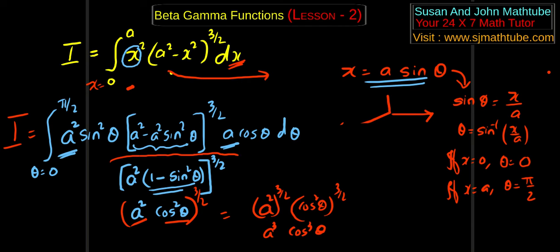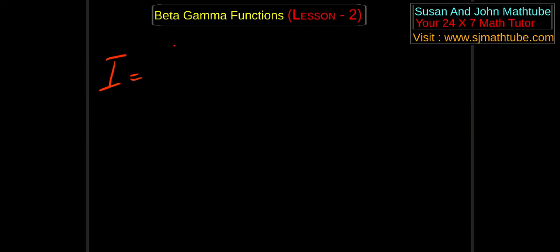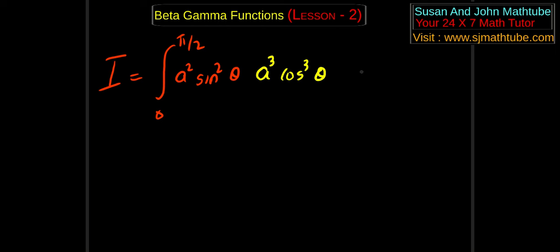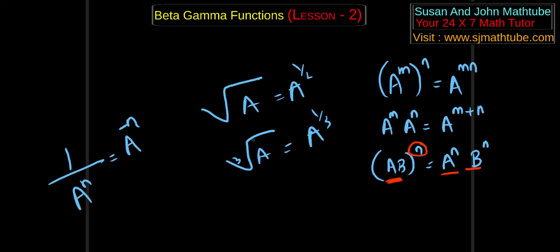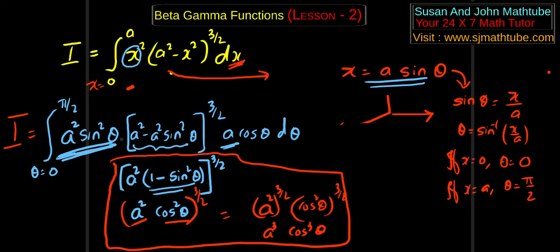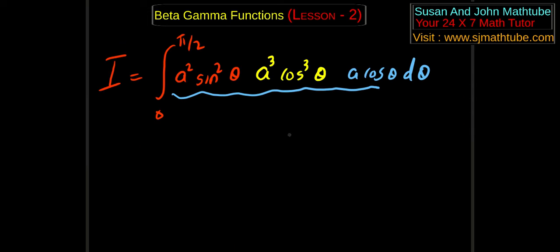So I'm going to skip a lot of steps. I is equal to integral 0 to pi by 2, a square sine square theta, and then I showed you the simplification. I'm warning you, I'm skipping a lot of steps. And of course, dx, what is dx? A cos theta d theta. I hope you understood this. I'll show you those steps once more. This is the same, and this one I simplified here, and this is a cos theta d theta. And the most important part, theta varies from 0 to pi by 2.